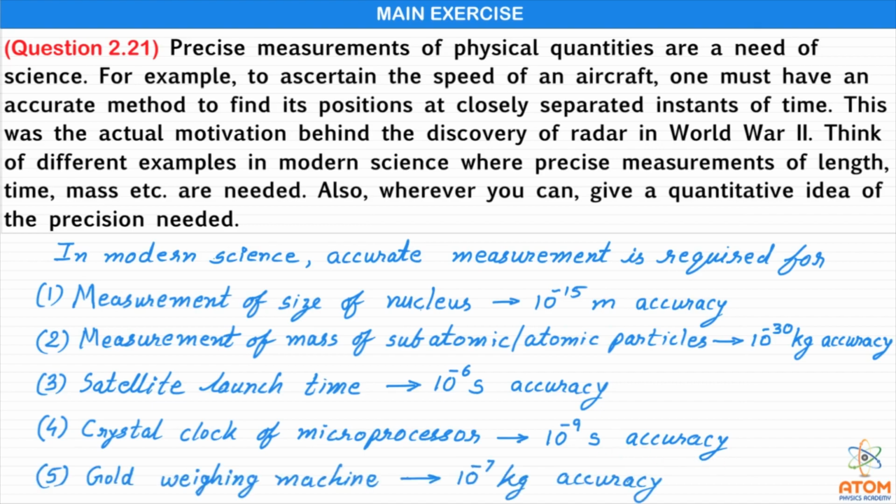Then the fifth example is the gold weighing machine, which is used to measure the mass of golden jewelries and so on, that requires an accuracy of 10 raised to minus 7 kg. So these are the examples of places where accuracy is required for measurement of mass, length and time in modern science.